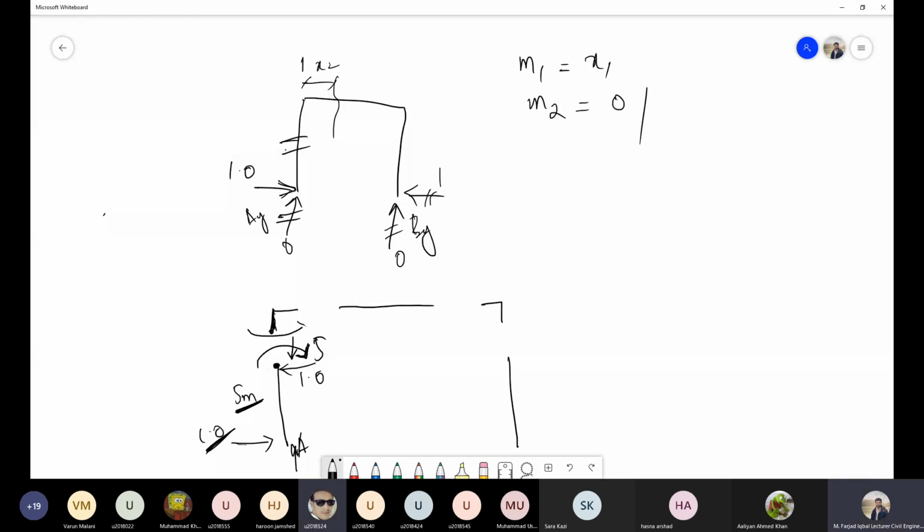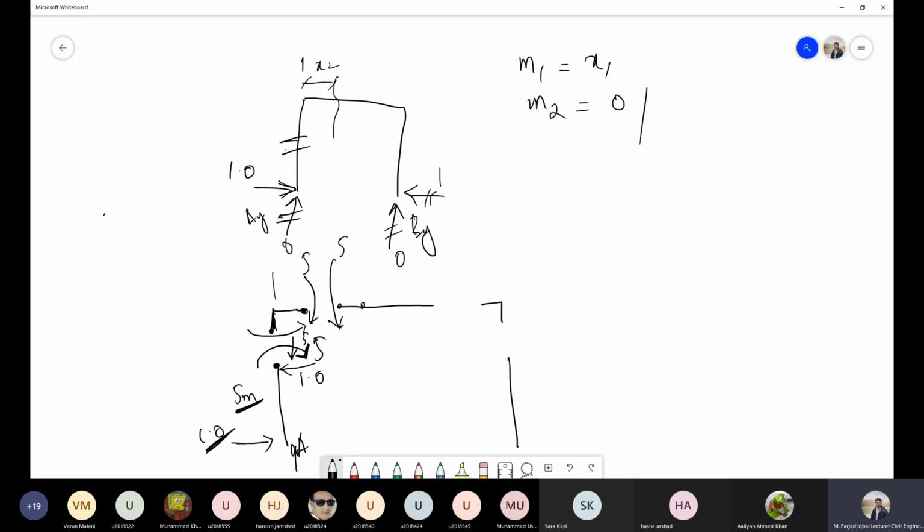It will be 5 again, but the direction will be opposite. This one is clockwise, that would be counterclockwise. And what will be the moment at this end of the joint? There is no external force acting. So again, it will be 5, but the direction will be opposite. This one is counterclockwise, this will be clockwise. And this will be transferred to this end, and that will be again 5, and the direction is opposite.